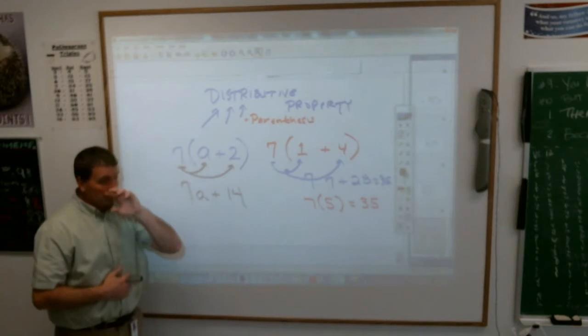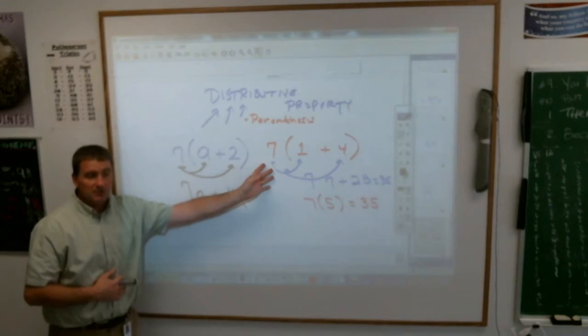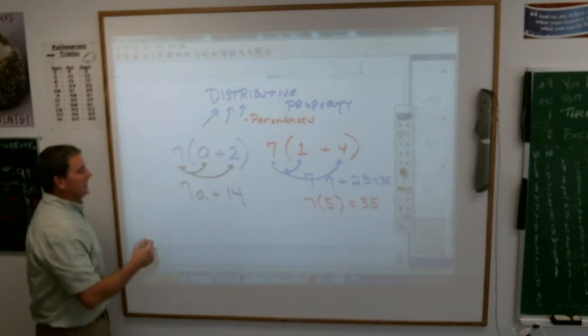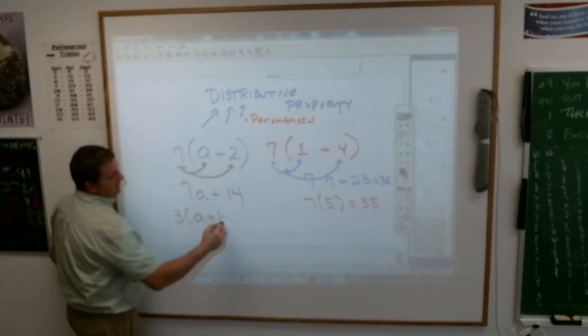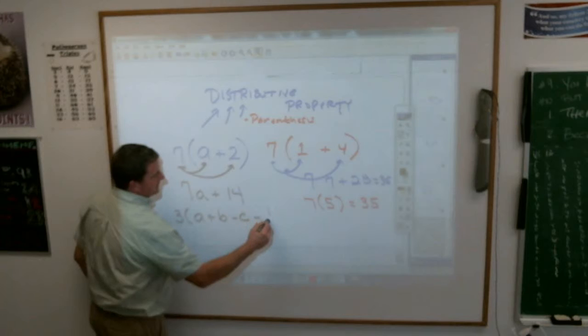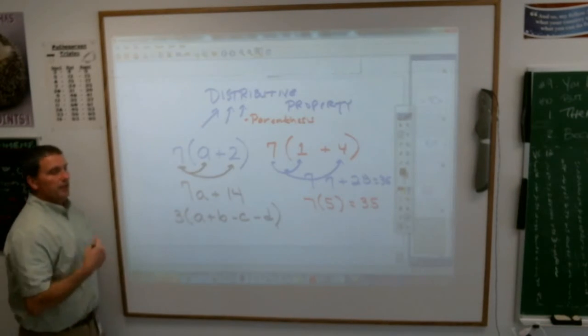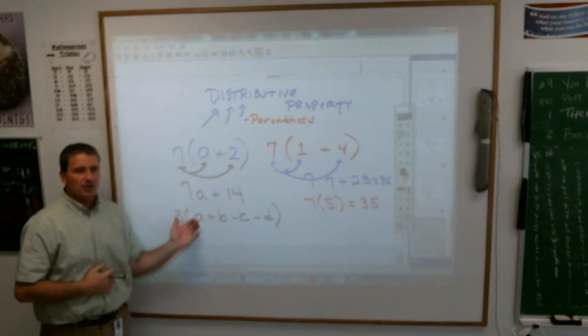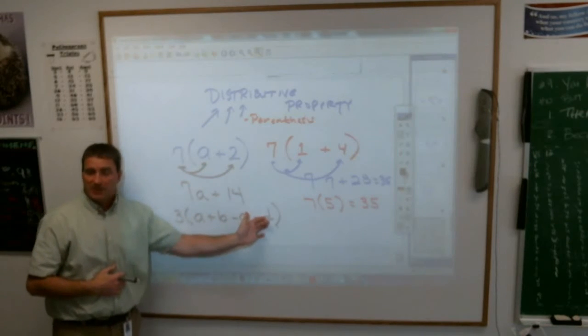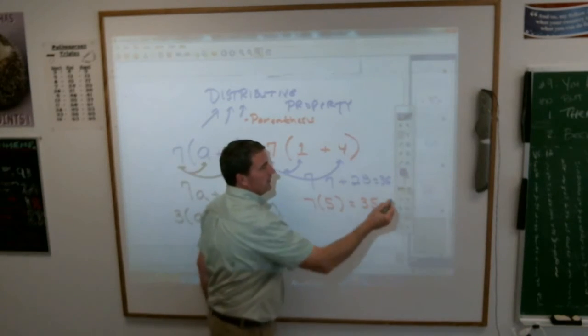And it doesn't matter, people, how many things are in the parentheses. You could do this 12 times. I could have 3 and then have an A plus a B minus a C minus a D. The distributive property tells me I have to take that 3 and pass it out to every term inside that parenthesis. So it would look like this.